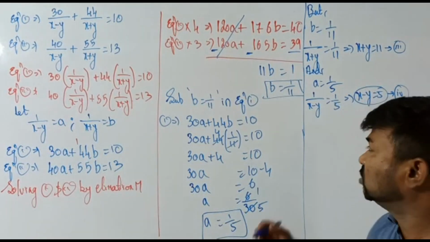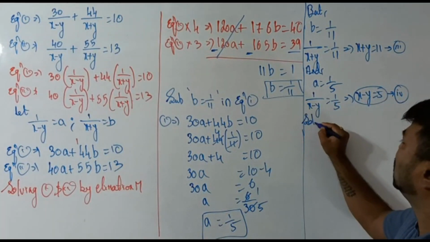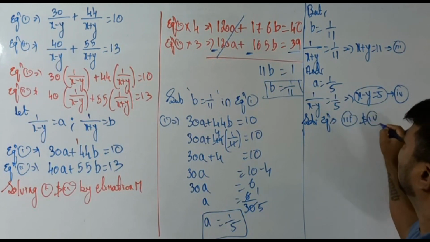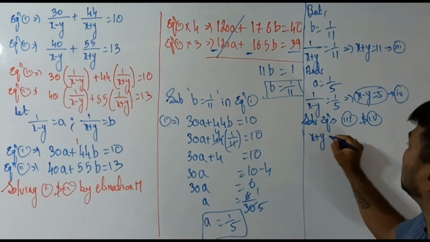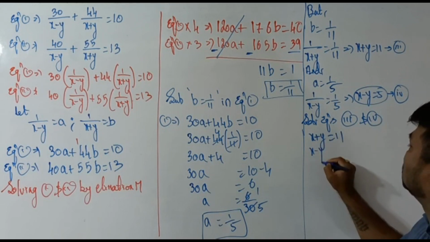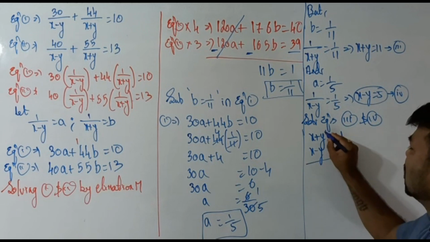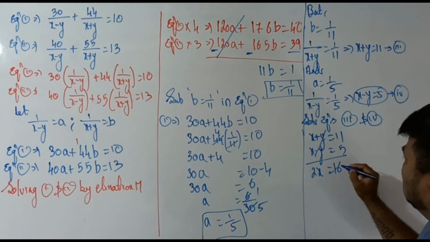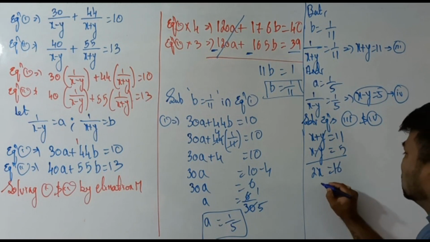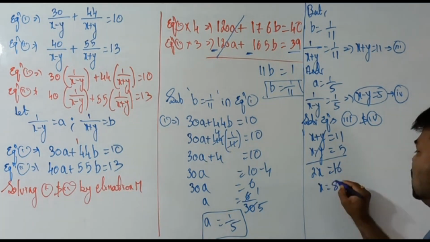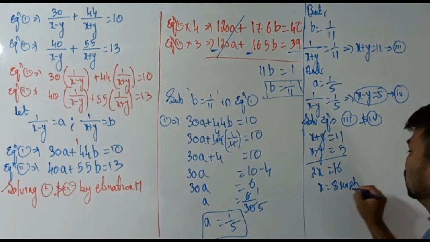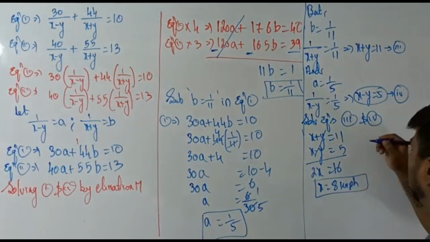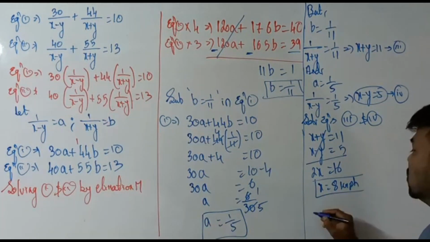Now let's solve equations 3 and 4. x plus y equals 11 and x minus y equals 5. Adding, y cancels out, and 2x is equal to 16. x is equal to 8 kilometers per hour. What is x? The speed of the boat. But we are not only dependent upon the speed of the boat.